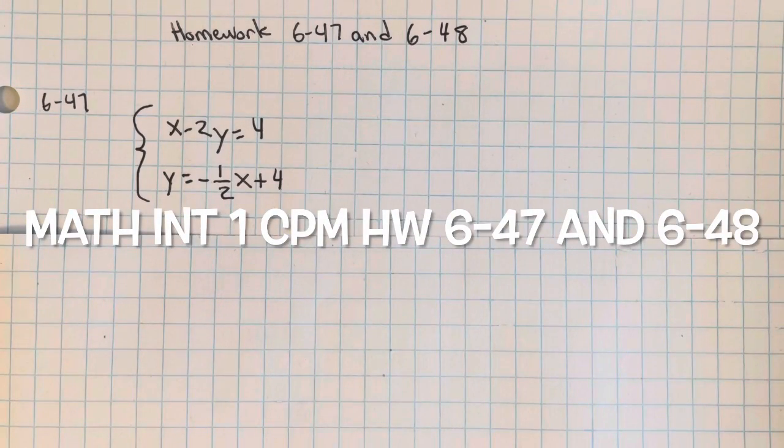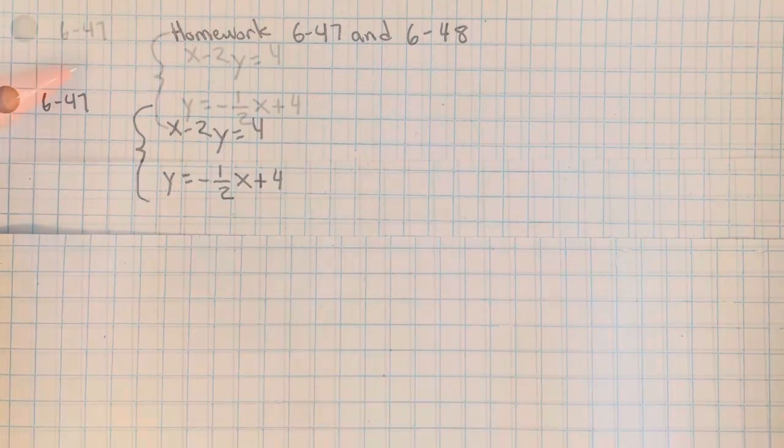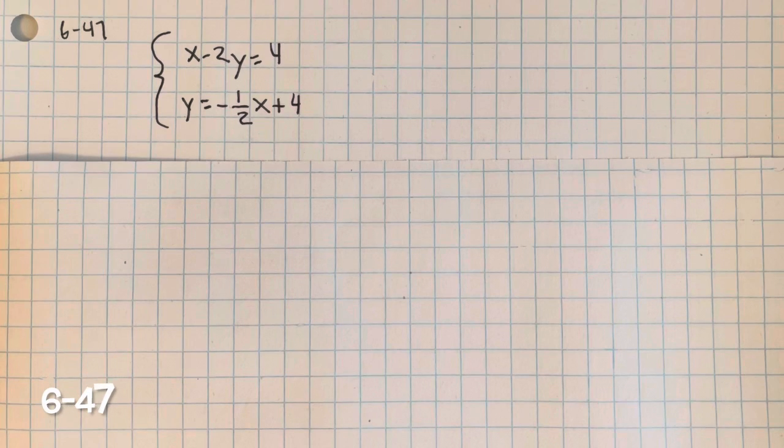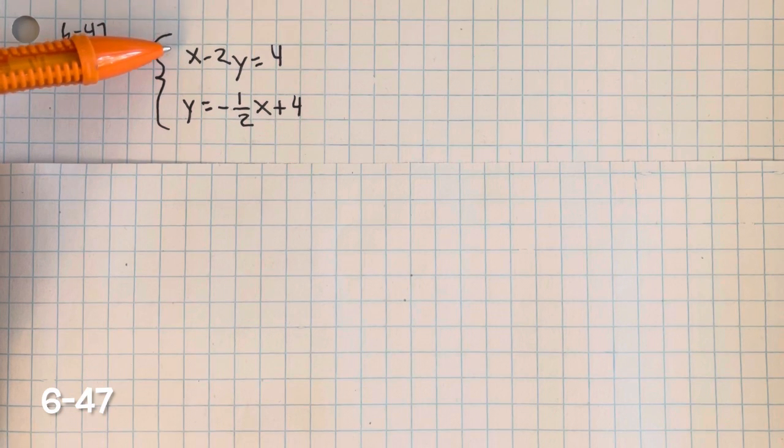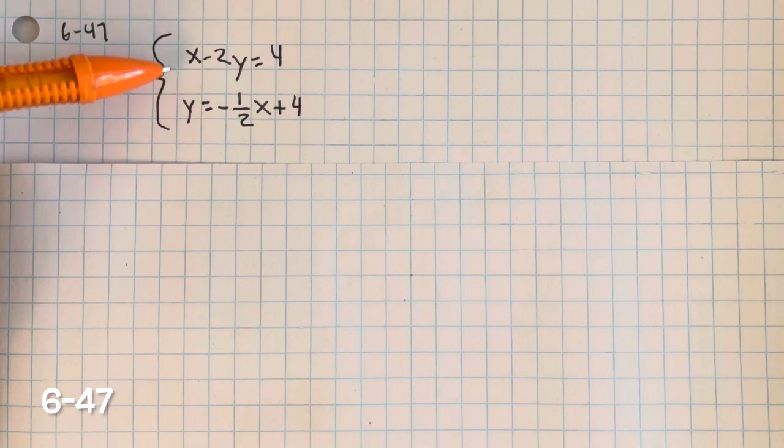This is the homework for 647 and 648. In problem 647, we need to rewrite the first equation in y equals form, then solve the system of equations. So we want to use the equal values method. And remember, we want both equations in y equals form.